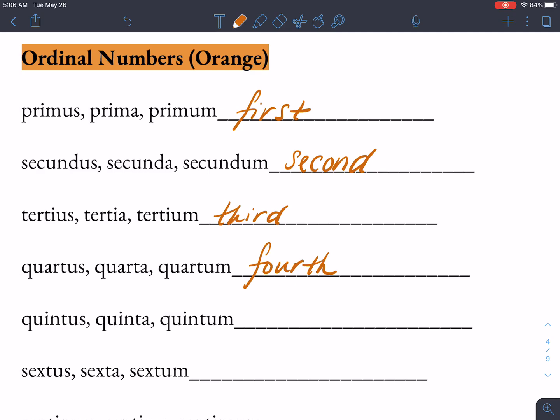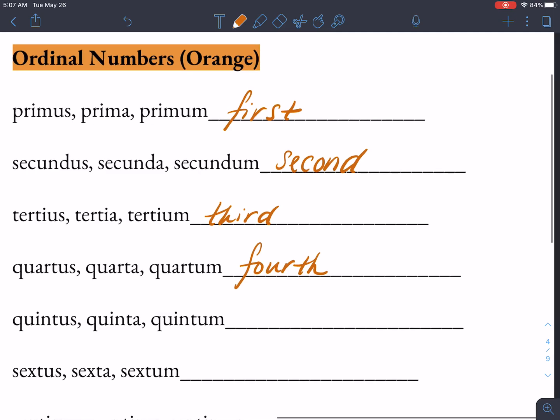Next, please repeat. Quintus, quinta, quintum. Again, quintus, quinta, quintum. That means fifth.